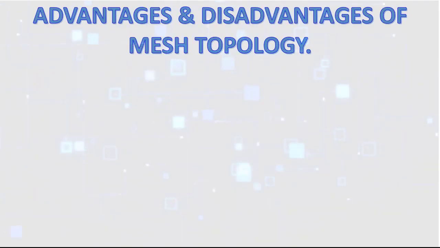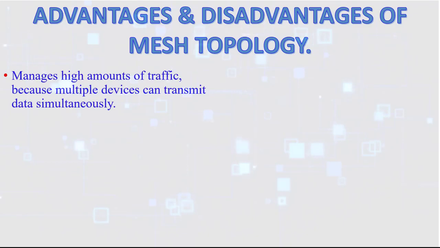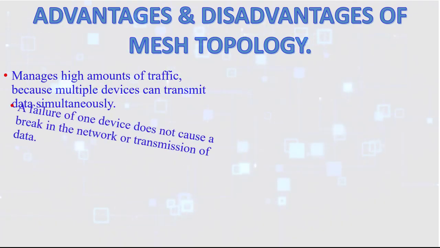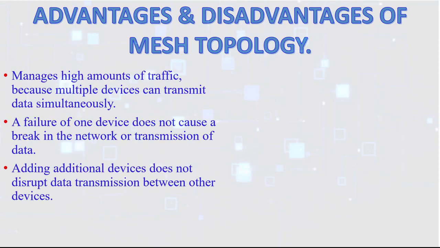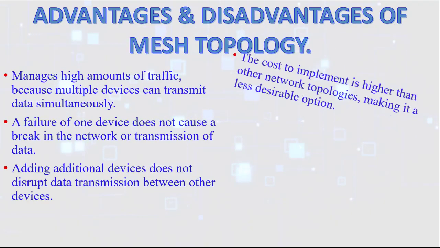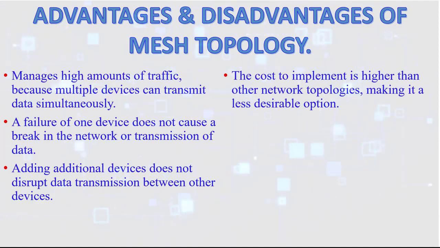An advantage of mesh topology is that it can manage a high amount of traffic and can transmit data simultaneously. Failure of any device on the network does not cause a break in the network transmission. Devices can be added to the network without disrupting the transmission. The con of this type of network is that it is very expensive, making it a less desirable option to implement.